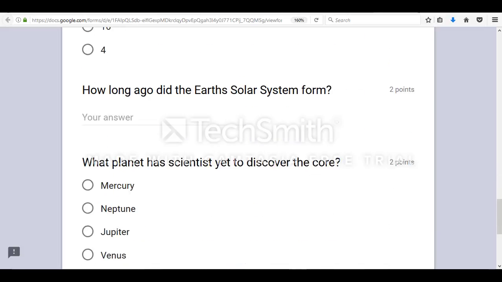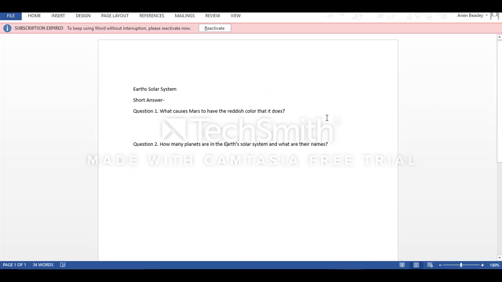Here is a series of questions, just two questions that I will make short answer questions at the end of my actual test that I give my students. The first question is, what causes Mars to have the reddish color that it does? The second question is, how many planets are in the Earth's solar system and what are their names?